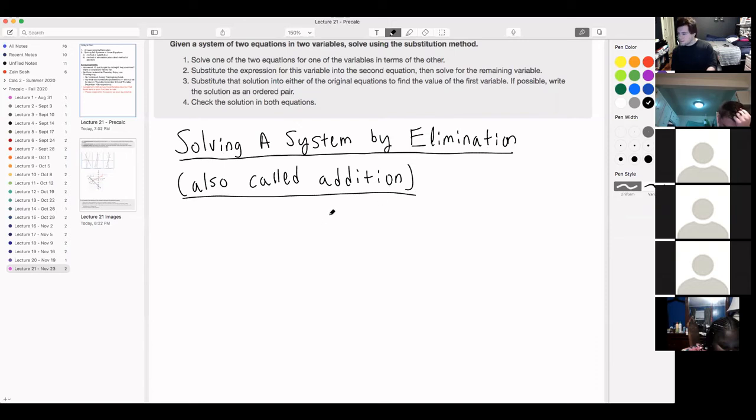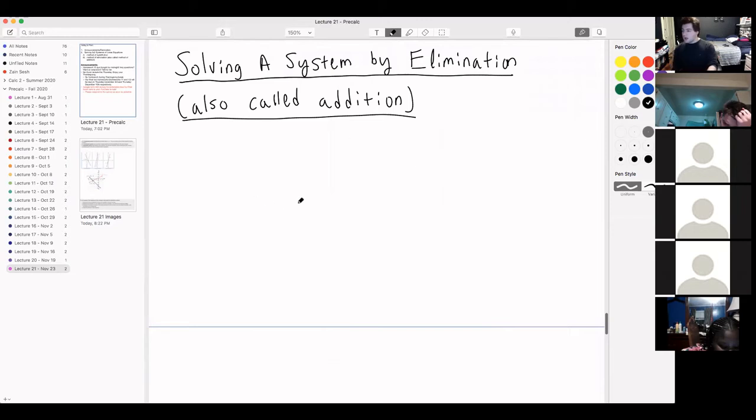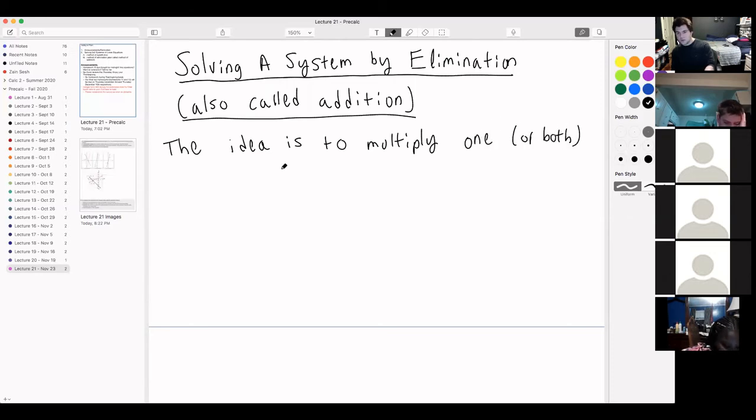All right, so this is very cool. So here's the idea. Here's like the rough idea, and then we're gonna jump into examples. So here's just kind of the rough idea. So the idea is to multiply one of the two equations. It's actually one or both of the two equations by a non-zero number.